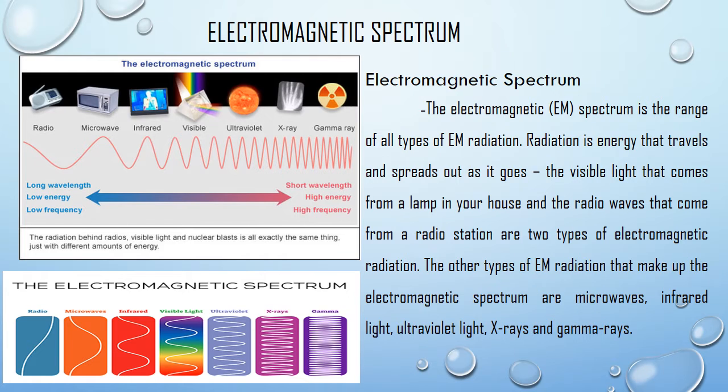The electromagnetic spectrum is the range of all types of electromagnetic radiation. Radiation is energy that travels and spreads out as it goes. The visible light that comes from a lamp in your house and the radio waves that come from a radio station are two types of electromagnetic radiation. The other types that make up the electromagnetic spectrum are microwaves, infrared light, ultraviolet light, X-rays, and gamma rays.